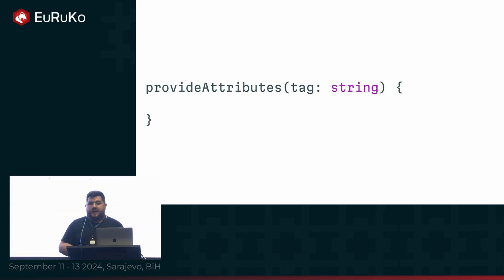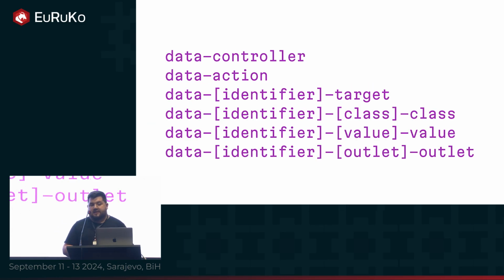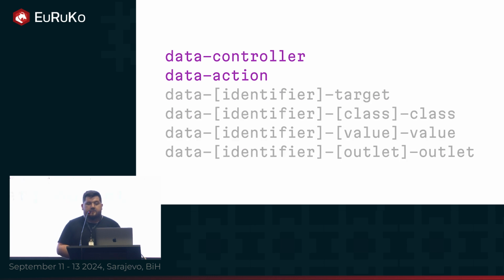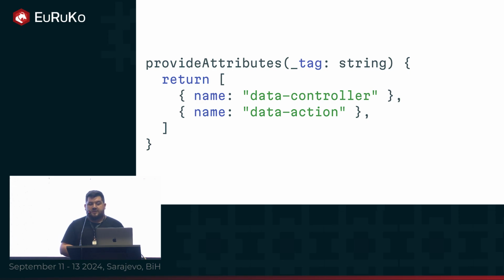But we care about the attributes that are available. And we get the tag, but then again, we don't really care about the tag necessarily, but we want to complete these kind of attributes. Let's look at the first two because they are static and they are easy and straightforward to implement. So what we want to do is we want to return a list of the attributes we know about. So in this case, we just return an array with items like the data controller and data action.